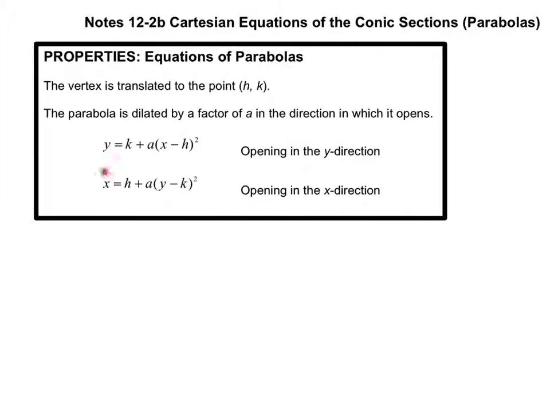If your parabola starts with x equals, and x is not squared, that means it's going to be opening in the x direction. And remember that this type of a parabola is not a function. And so the a here, if a is positive, then it's going to be opening to the right. And if a is negative, then it'd be opening to the left. So that's the general idea behind the parabola.